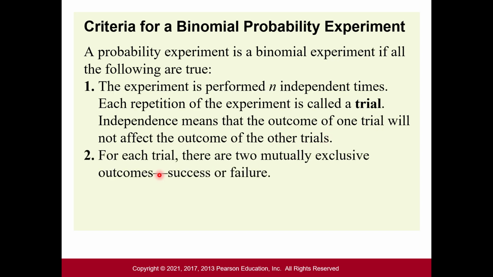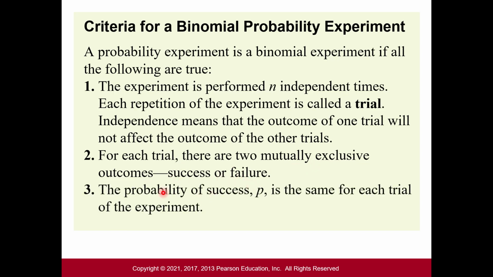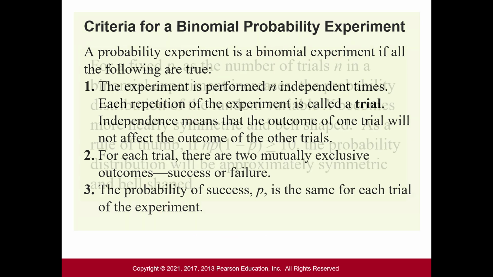Number two, for each trial there are two mutually exclusive outcomes, either success or failure. And number three, the probability of success, p, is the same for each trial in the experiment. So if all three things are true, we call that a binomial experiment.